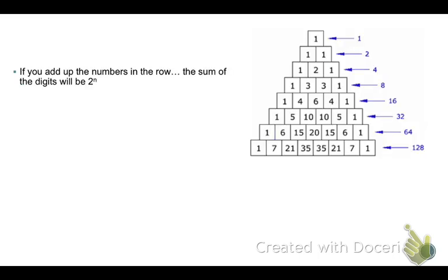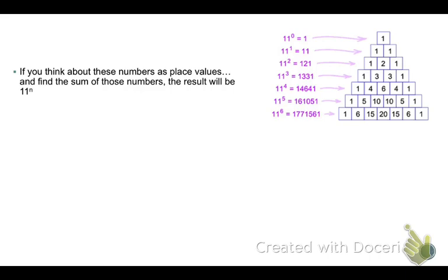If you add up the numbers of the rows, the sum of the digits will be 2 to the nth power. These are just cool patterns. You don't need to memorize these. So that first row is 1, which is 2 to the 0 power. The second row is 2 if you add them up, and that's 2 to the first power. The third row is 4, which is 2 to the second, and that continues forever. Pretty cool.